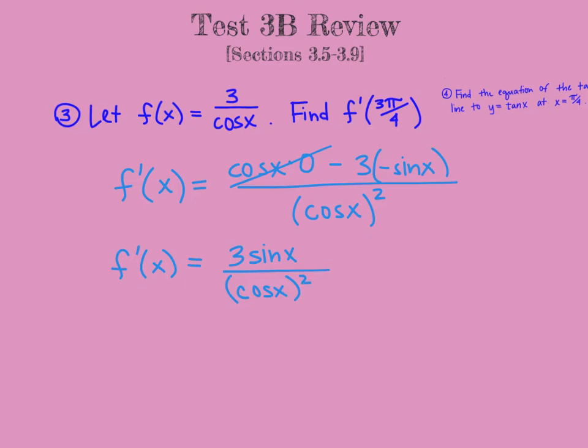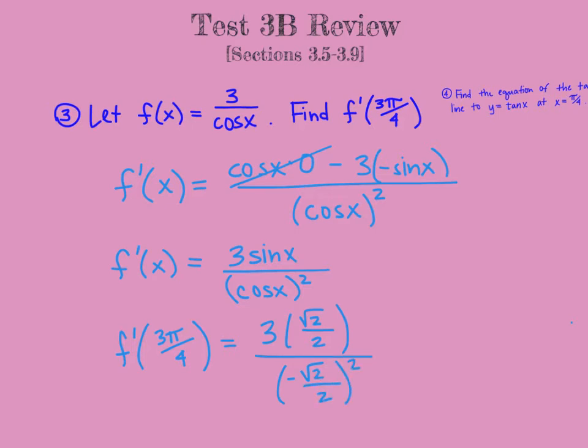Then we want to plug in 3 pi over 4. 3 pi over 4 is in quadrant 2, so the sine is positive root 2 over 2. And then the cosine of 3 pi over 4 is negative root 2 over 2, and then we square it. So we got those values from our unit circle. Remember, the cosine is the x value at that angle, 3 pi over 4, and then the sine is the y value at that angle, 3 pi over 4.